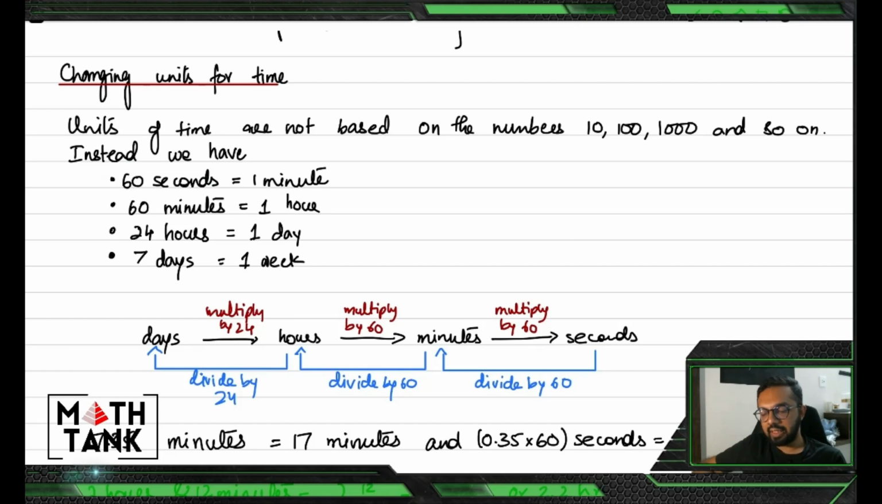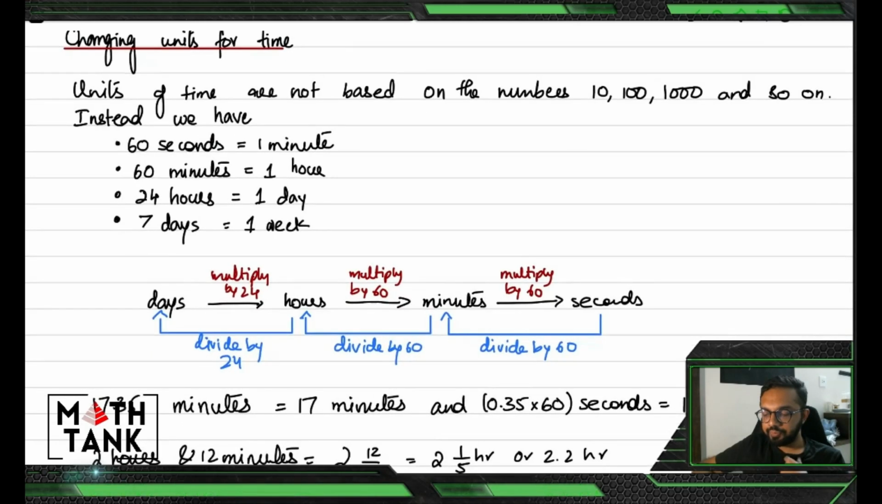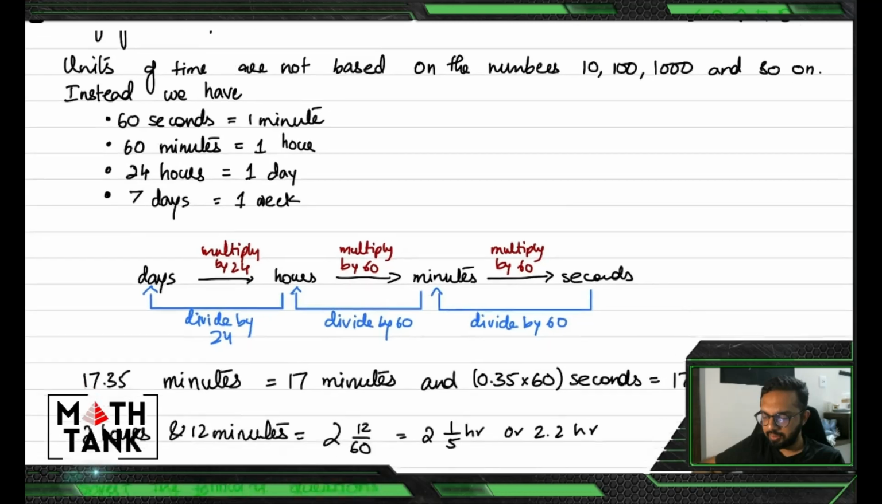Instead we have 60 seconds is 1 minute, 60 minutes is 1 hour, 24 hours is 1 day, and 7 days is 1 week. Those are the conversions that you need to remember. No one is going to tell you those on the exam. They're not part of any formula sheet. If you are giving your exam in 2025, you will have a formula sheet, but these are not formulas. These are basic conversions that you need to remember.